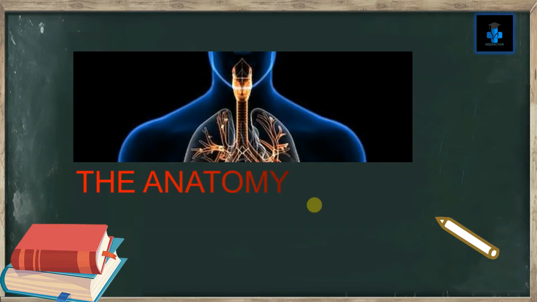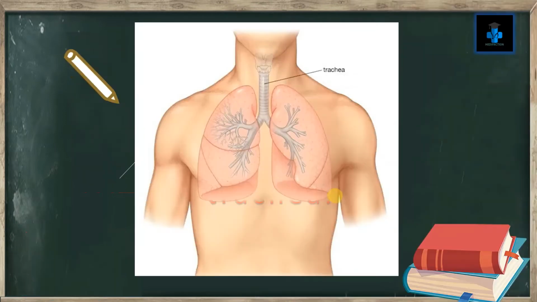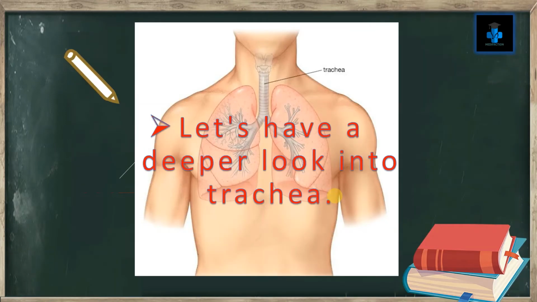Today we're going to learn about the trachea. The trachea in general is a windpipe, which is the patent tube for passage of air to and from the lungs. Here you can see a rough figure of the trachea. Today we can have a deeper look into the trachea.